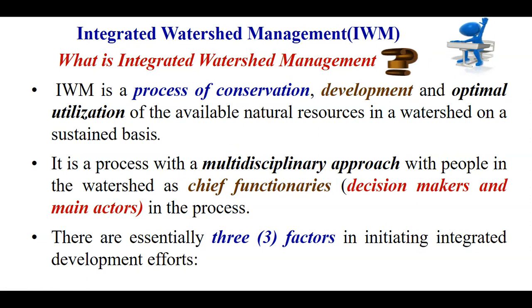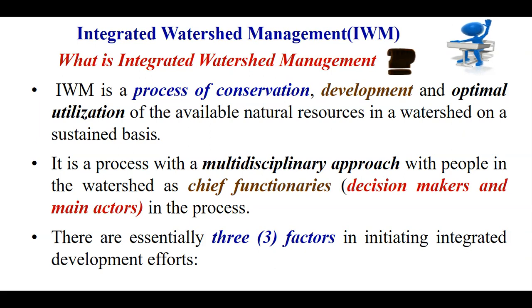answer this question. Now, IWM is a process of conservation, development, and optimal utilization of the available natural resources in a watershed on a sustainable basis. It is a process with a multidisciplinary approach, with people in the watershed as chief functionaries or simply decision makers and main actors. The decision maker here is the main actor, or simply the chief in the process.